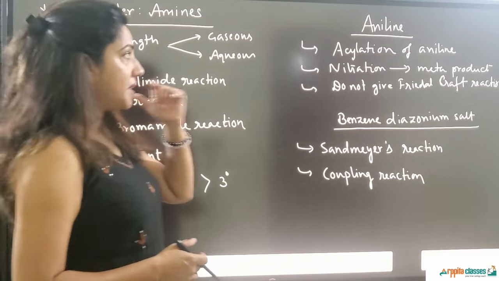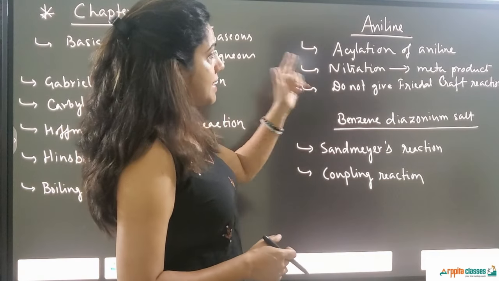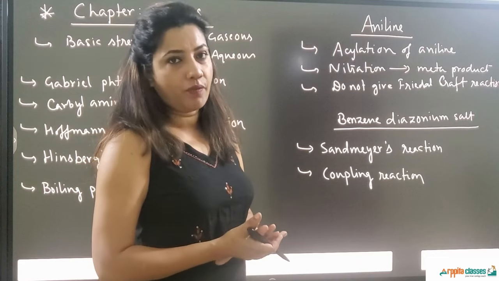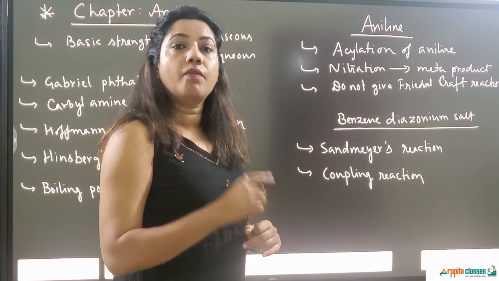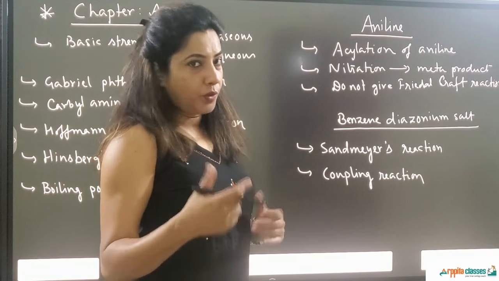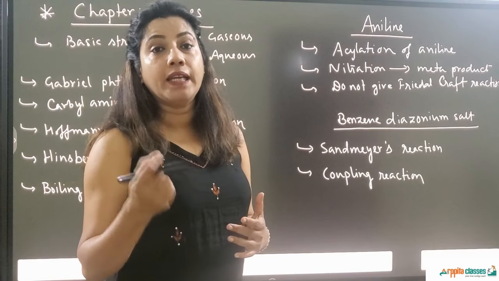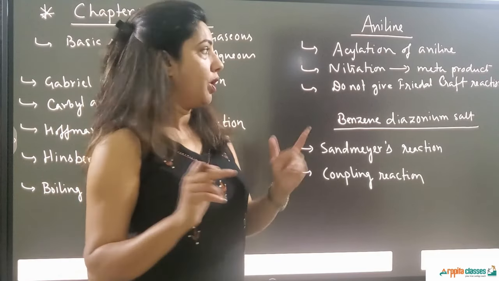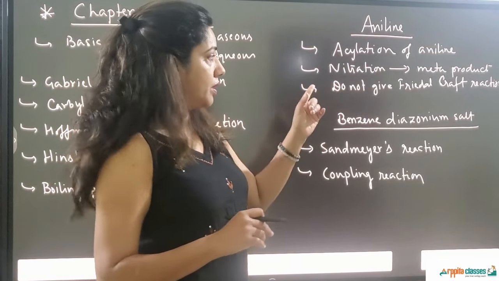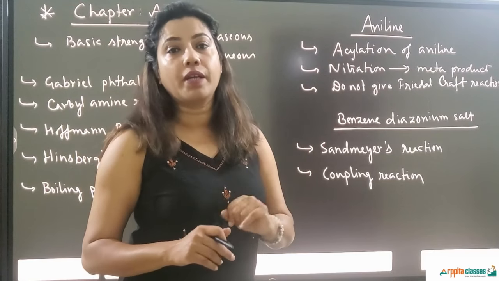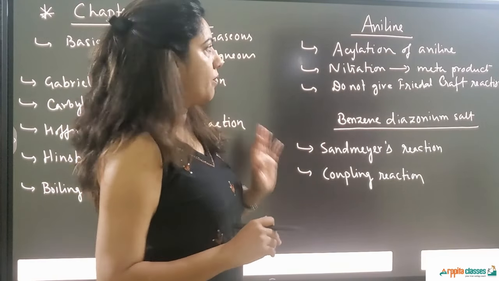Then in the reaction of aniline, we have to prepare acylation of aniline. Why the acylation of aniline is done? Next is nitration. Why the nitration of aniline forms the meta product? Okay, you know that it is because of the formation of anilinium ion, which is a meta directing group. So that we have to discuss. Then why they do not give Friedel-Crafts reaction? That is also we have to prepare from aniline.